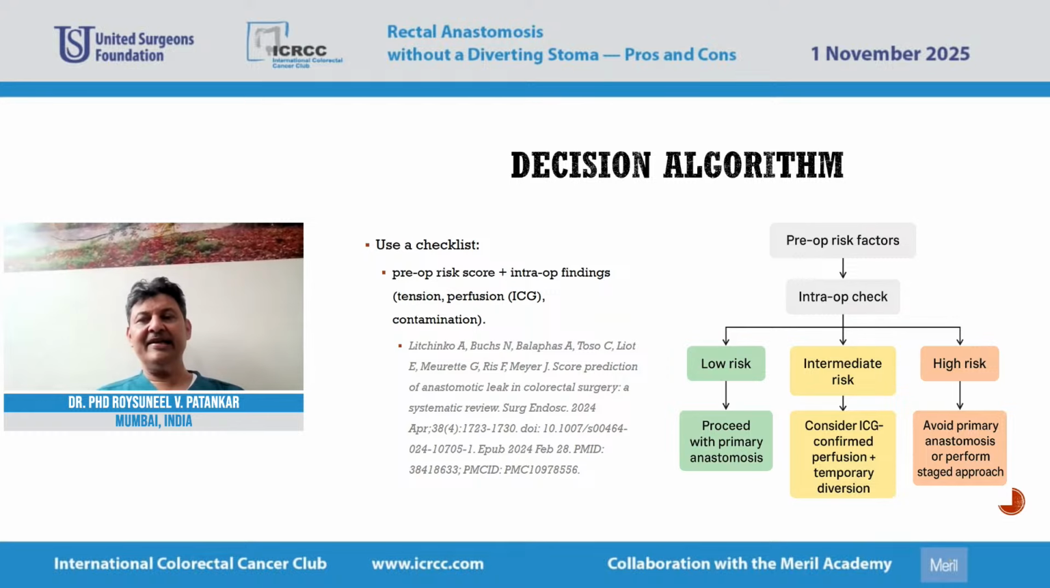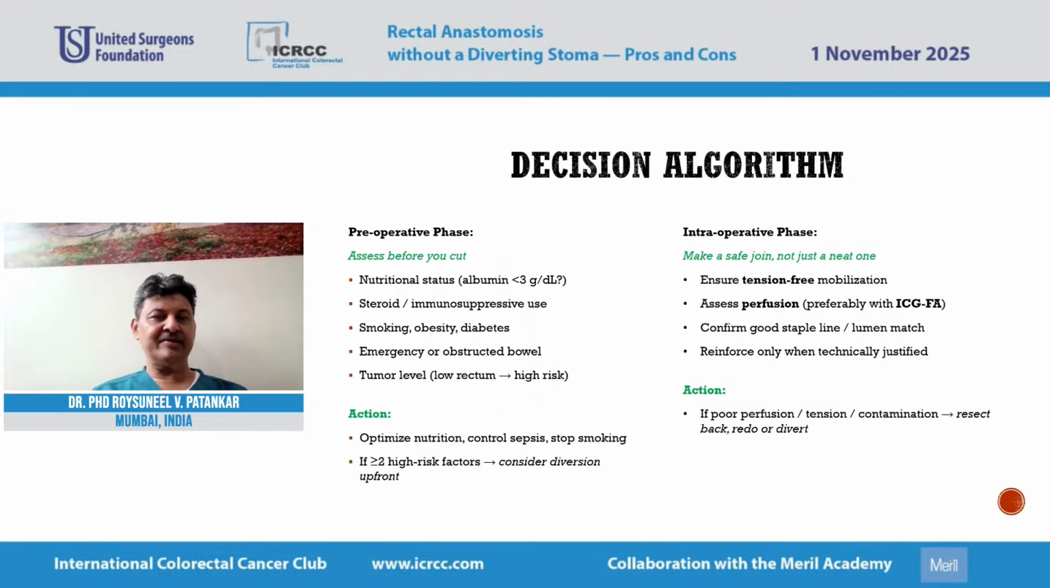If the vascularity and tension is not an issue, we will not do a stoma. Intermediate risk, we will do an ICG and do a selective stoma, but in high-risk patients who are grade 3, grade 4 ASA, or where the anastomosis is within 5 centimeters of the anal verge, we will do ileostomies in all patients. So this is just to give you a brief overview of what our protocol in our unit is.